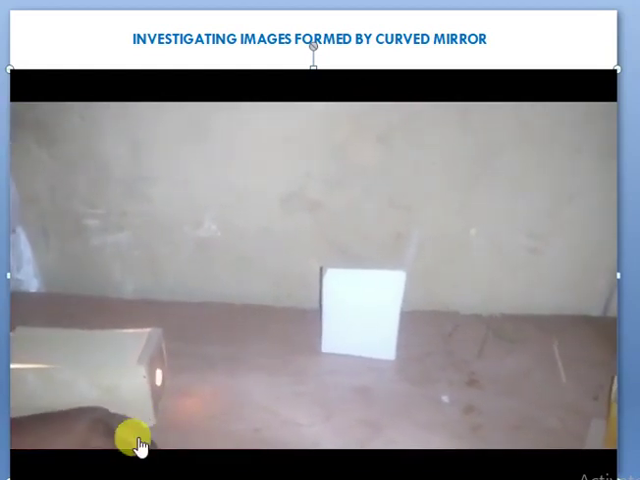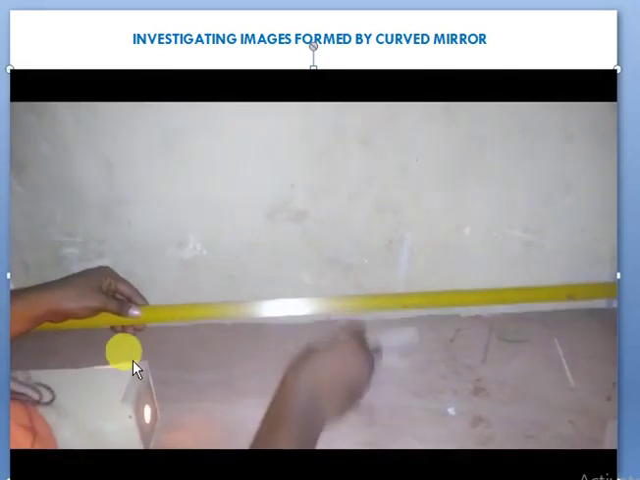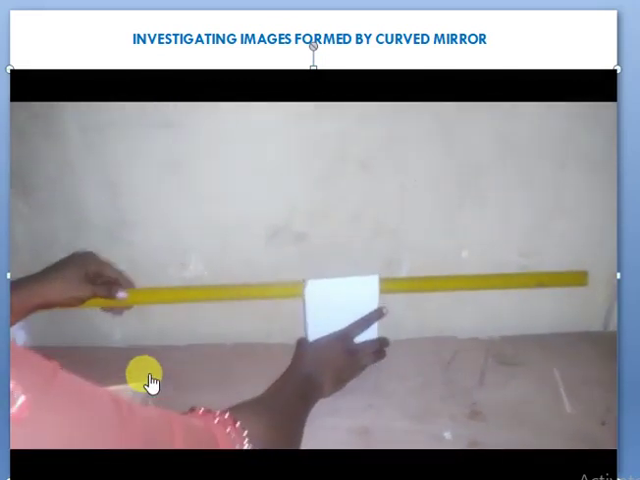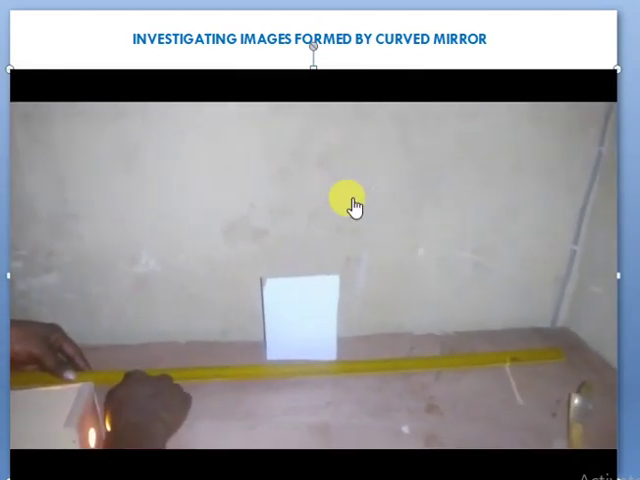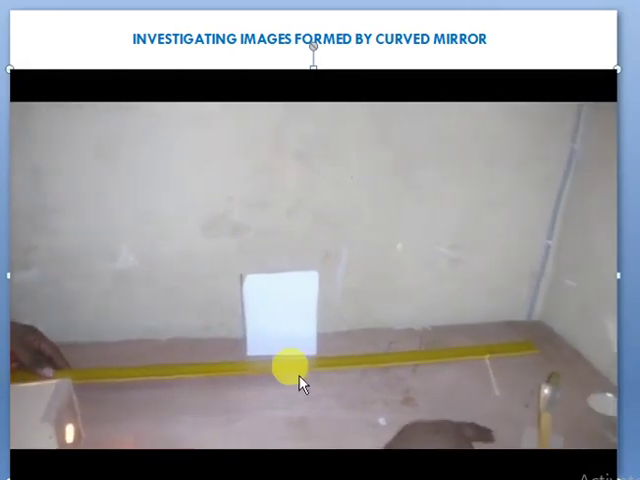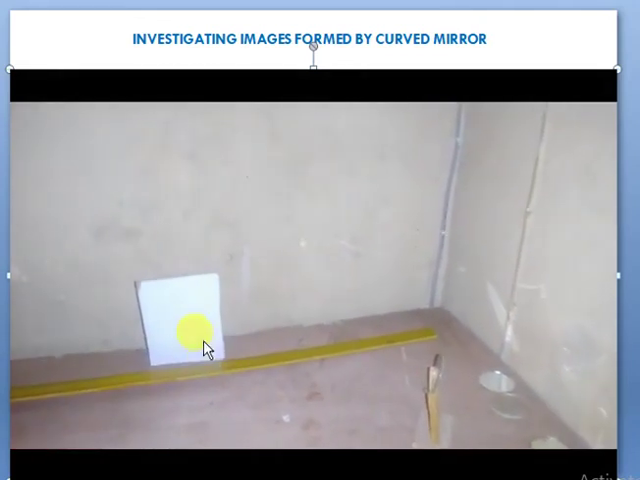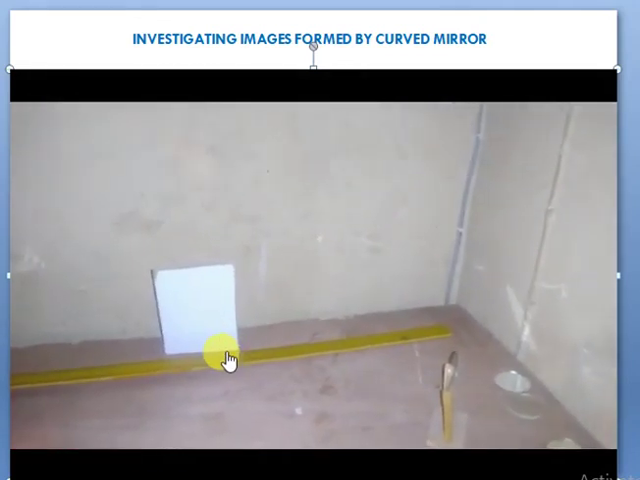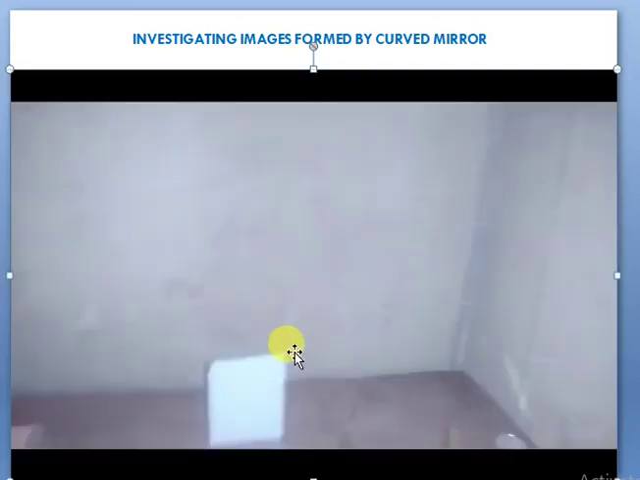When you measure the distance from the object, the ray box, to your screen, that gives you the object distance. We are going to see it in the next class. Then from the mirror, where you got the image, to the screen, we call it V, your image distance. So you can get your object distance and your image distance.